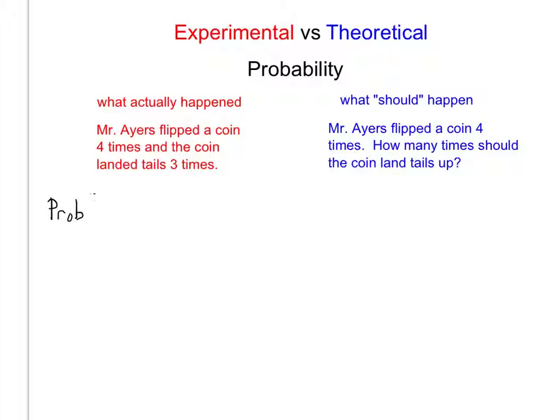Well, it landed tails, so the probability of landing tails, it happened 3 times out of the 4. Okay, when I actually flipped the coin. Well, if I know much about probability, is that what should happen? Theoretical means what should happen. If I flip a coin 4 times, how many times should the coin land tails up? Here it landed tails up 3 times, but I know the probability of it landing tails is only 1/2. So half of this is 2.